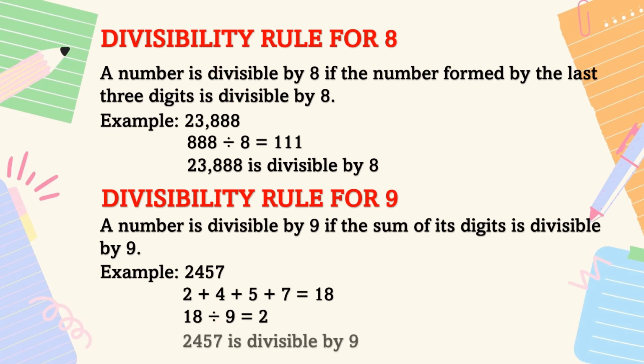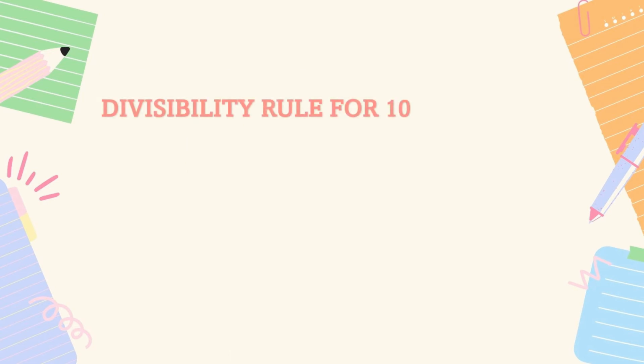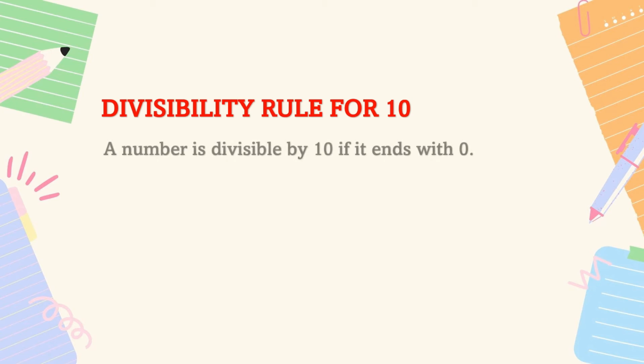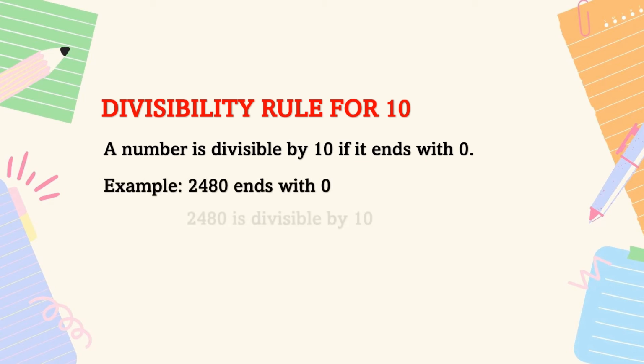Our last rule is the divisibility rule for 10. A number is divisible by 10 if it ends with 0. For example, 2,480 ends with 0. Therefore, 2,480 is divisible by 10.